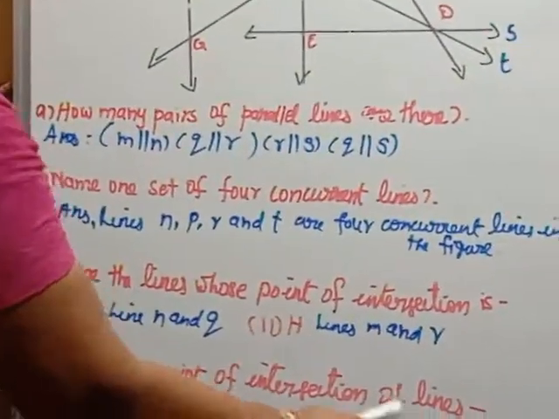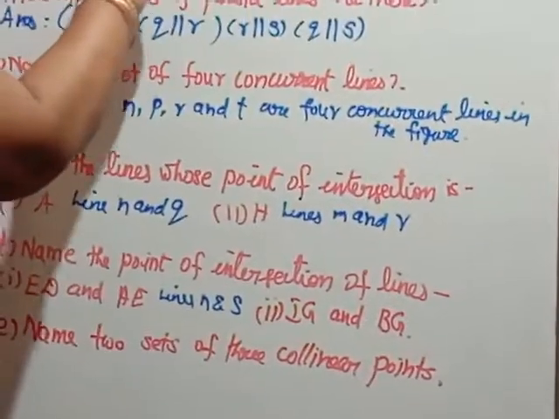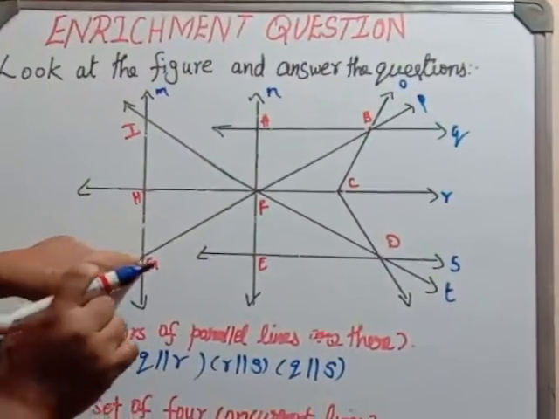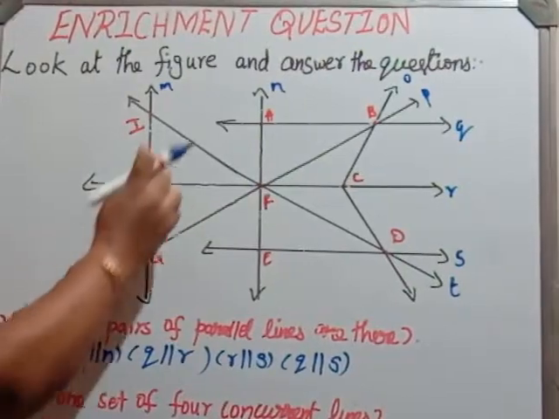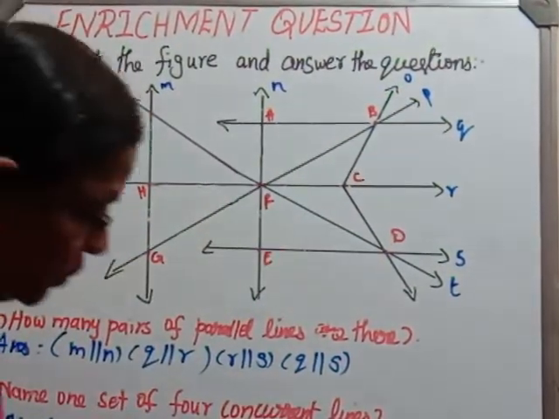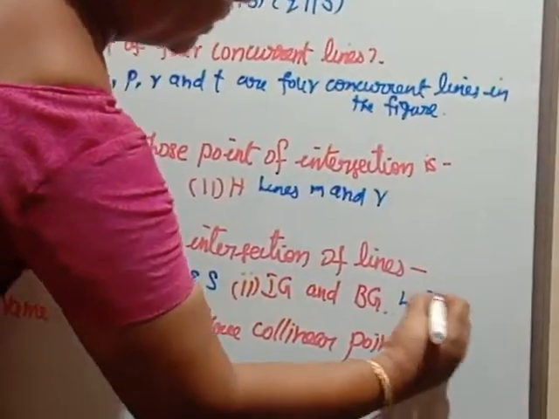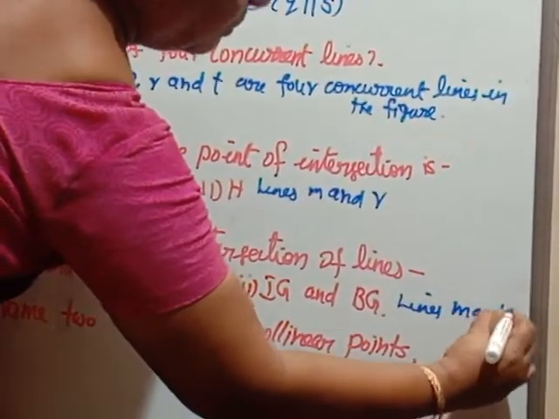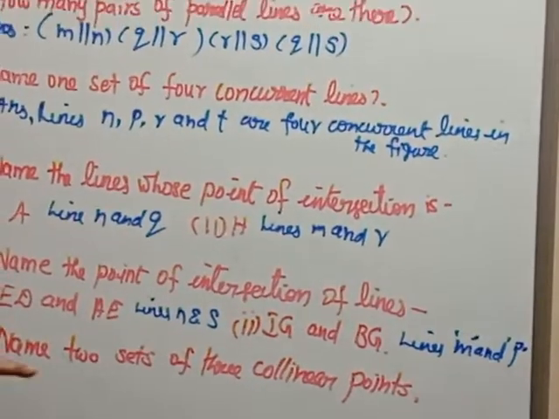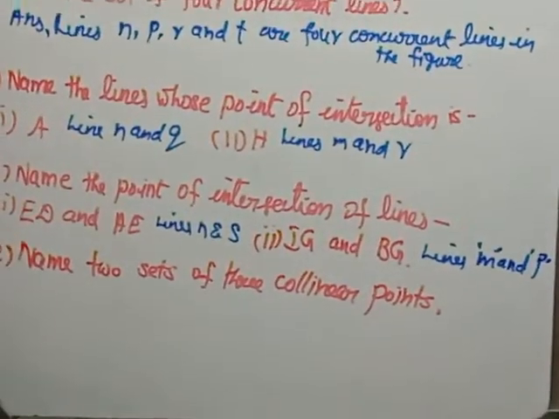Now, IG and PG. IG and PG are intersecting. Which line is IG? Line M. PG is P. So, lines M and P. Line M and P.